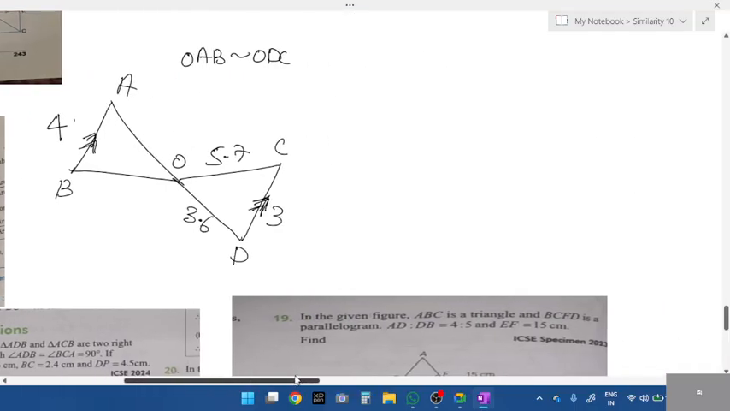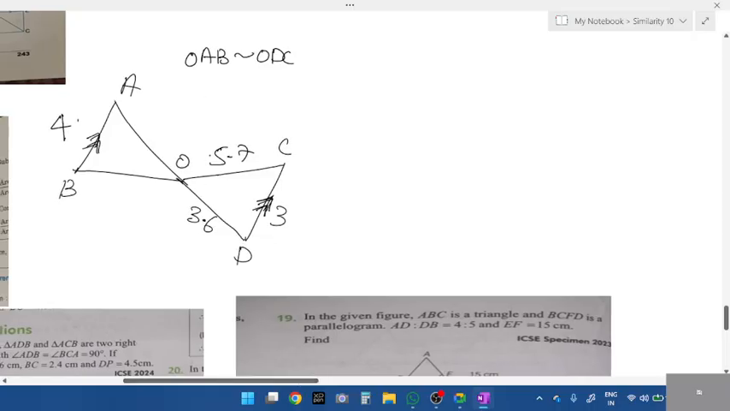What is AB, students? AB value given? 4. What is CD? What is OC? OD? What are the three things we need to find? What are the two values, students? AO and OB. First, shall we prove that? You have to prove only. Only if they are similar, we'll start solving.